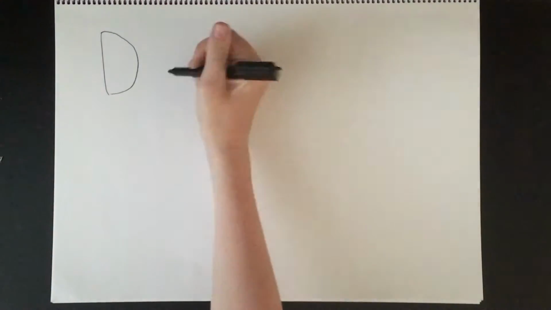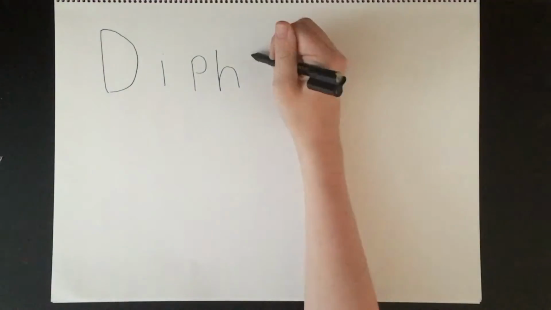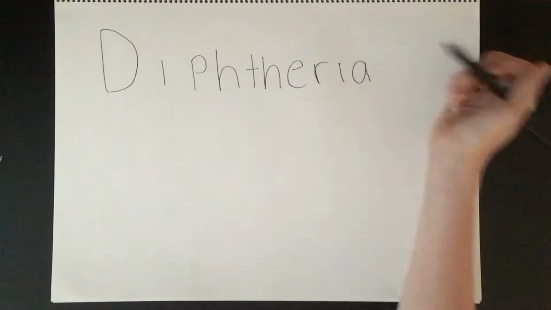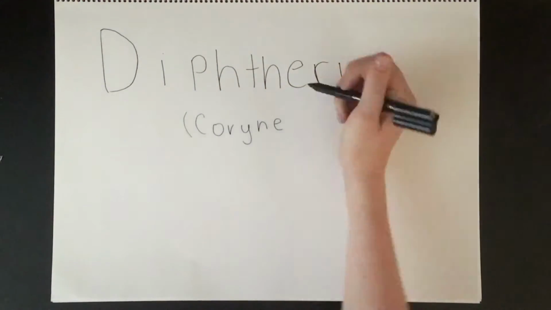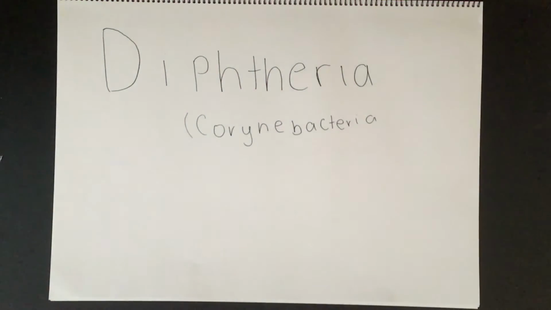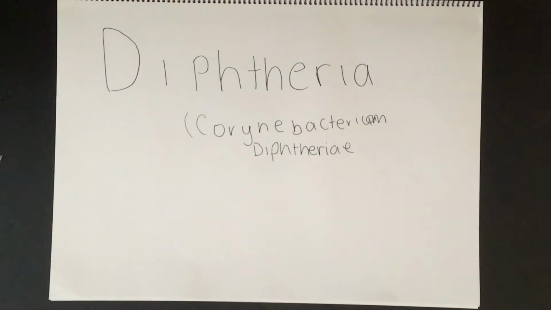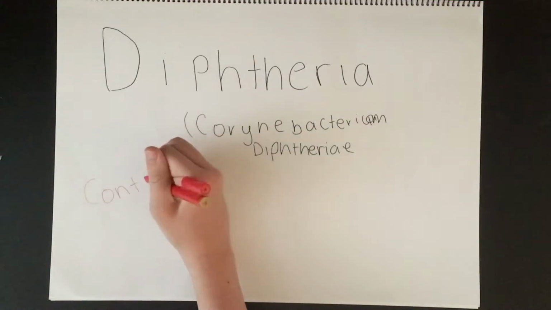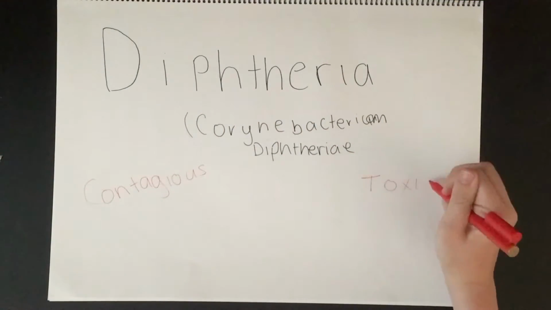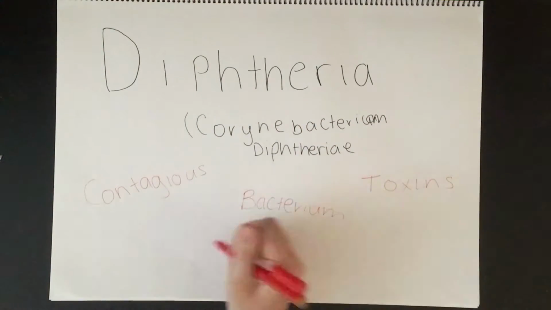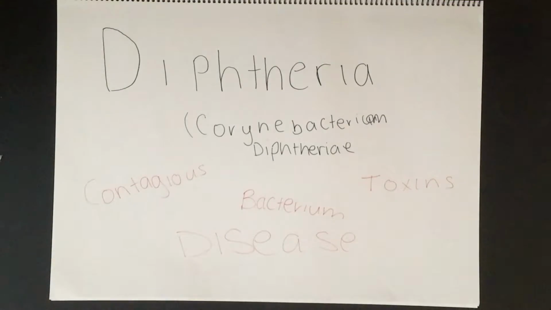Diphtheria is a contagious disease that can cause severe inflammation of the windpipe. This disease is caused by Corynebacterium diphtheriae, where the bacterium produces toxins that can lead to many abnormal and severe symptoms. 10% of people who are exposed to this disease die from it. Diphtheria is rare in developed countries due to the use of vaccinations.